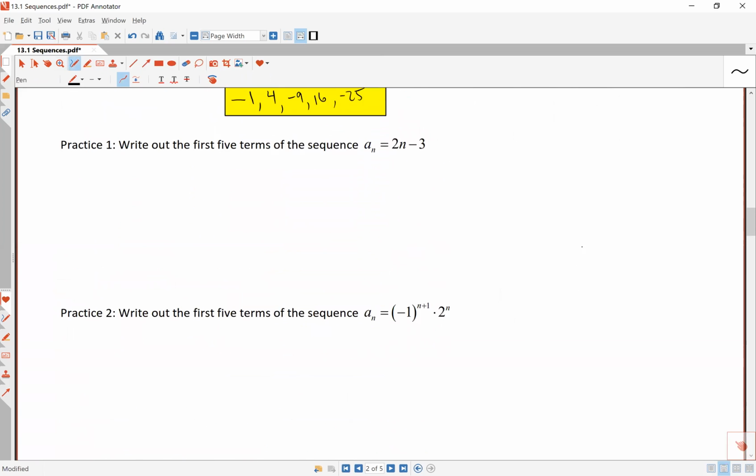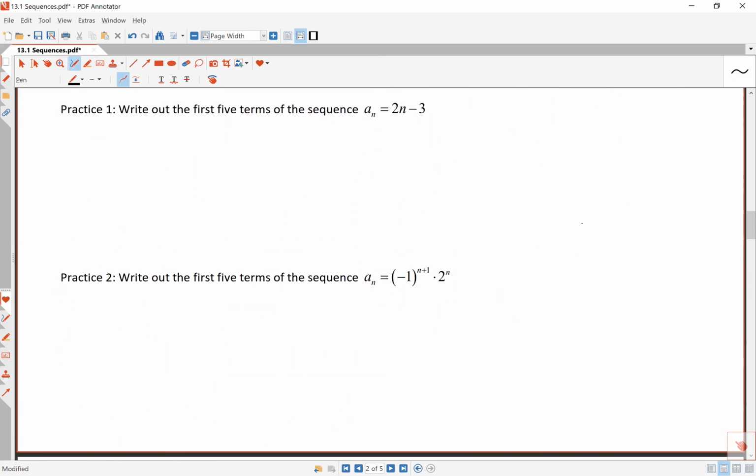Here are 2 practice problems for you to try. I encourage you to press pause on your video and work these out, and come back when you're ready to see the solution. Now that you've had a chance to work these out, I'll work these out with you.